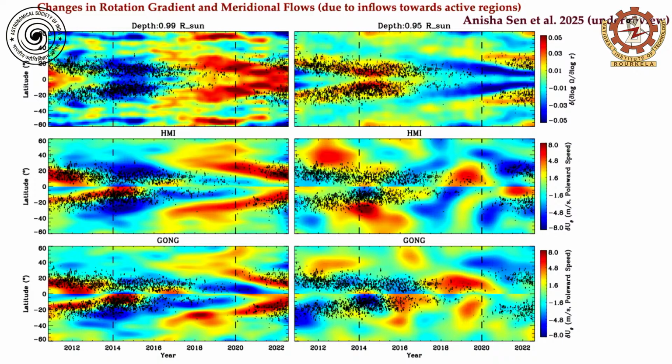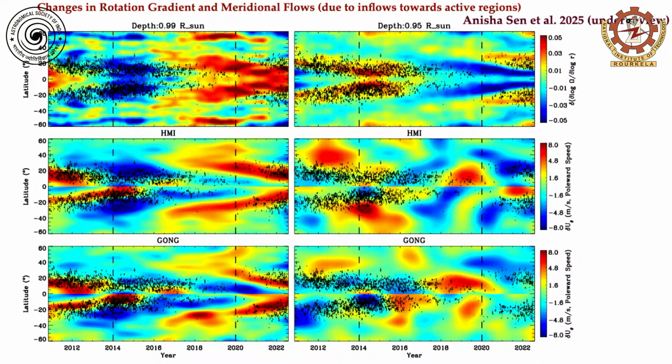The meridional flow is perturbed by the flows around active regions. So if you take a residual meridional flow, you will find that this blue region corresponds to those locations where there is an inflow towards active regions. Wherever sunspots appear, there is an inflow towards them, and that matches very well with the changing pattern of the gradient of rotation. So this is what we found.